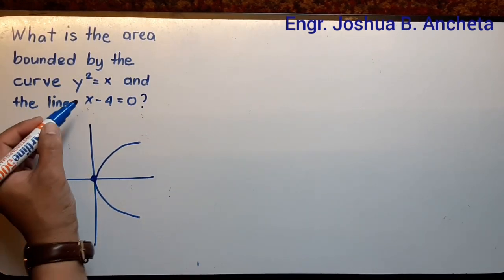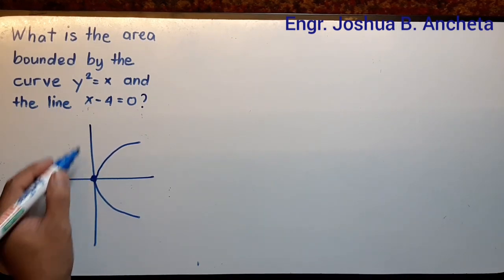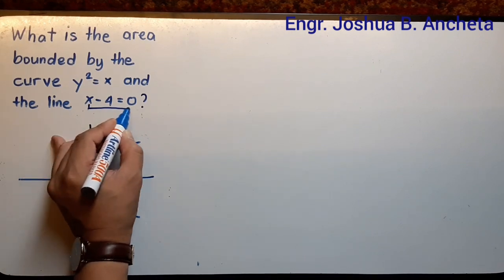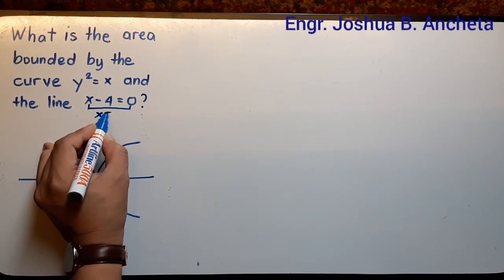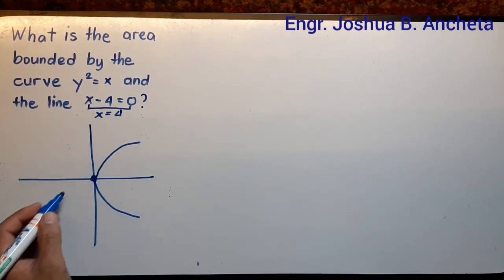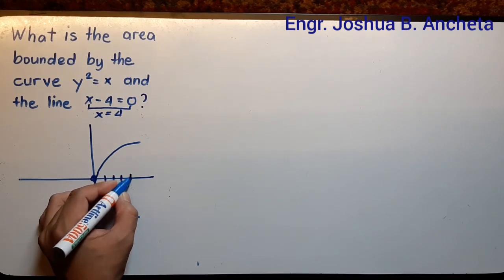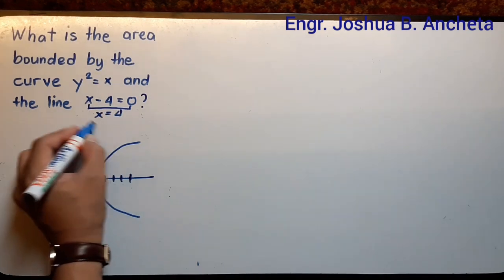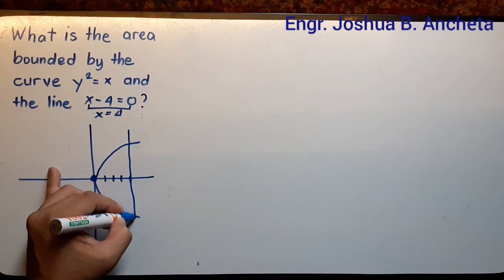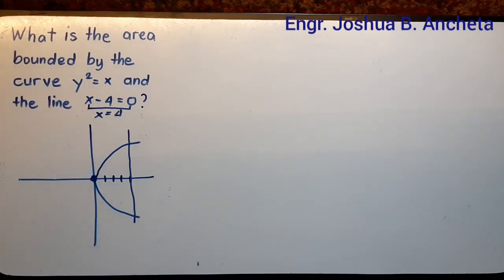Then let us plot the line x minus 4. So that line x minus 4 equals 0 can be written as x equals 4. And x equals 4 here in our graph is 1, 2, 3, 4 here. And x equals 4 is a vertical line. So these are the plot of our given curves.